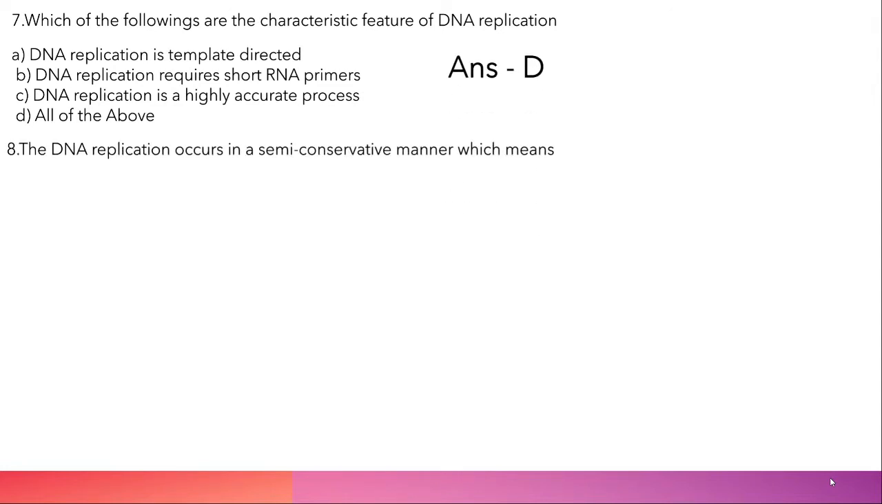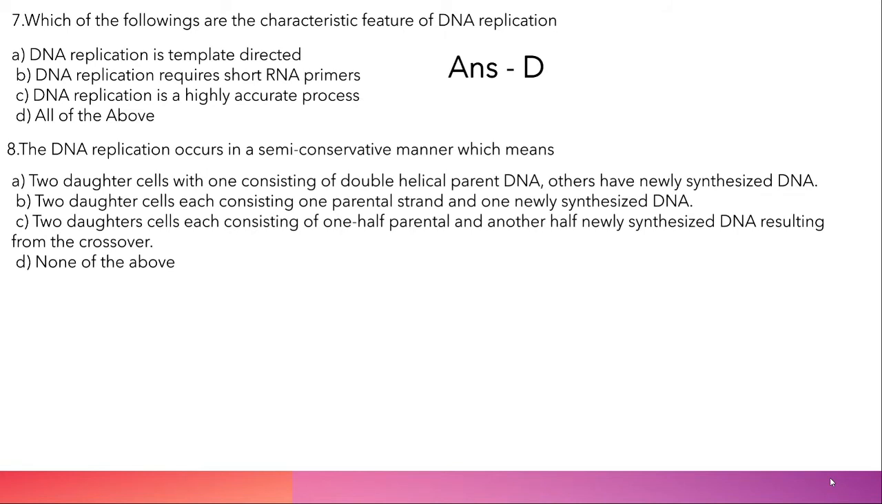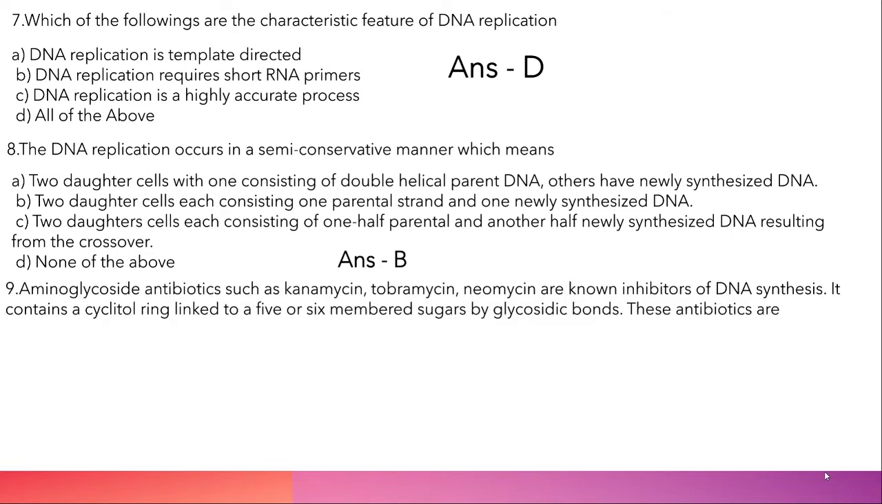The eighth one is, DNA replication occurs in a semi-conservative manner, which means, the first option, two daughter cells with one consisting of double helical parent DNA, the other having newly synthesized DNA. The second one is two daughter cells each consisting of one parental strand and one newly synthesized strand. The third option is two daughter cells each consisting of one half parental and the other half newly synthesized DNA resulting from crossover. And the fourth option is none of the above. So the correct answer is option B, that is two daughter cells each consisting of one parental strand and one newly synthesized strand.